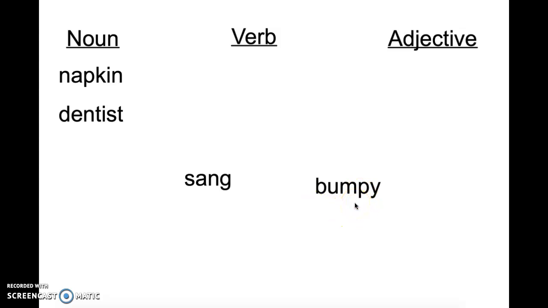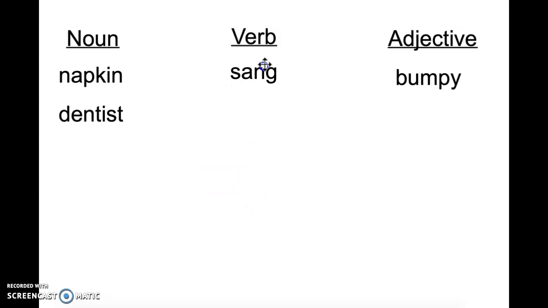So which one of these would be my verb and which one would be my adjective? Well, if I were describing a rock, I might say that it's a bumpy rock. So I described that rock. And verb, if someone sang a song, it's something that they did. So sang would go under verb. All right, so once again, a noun being a person, place, a thing, verb being an action or an adjective being a describing word.